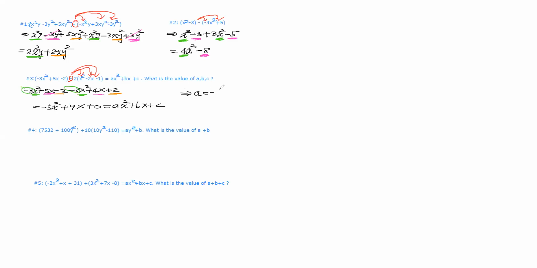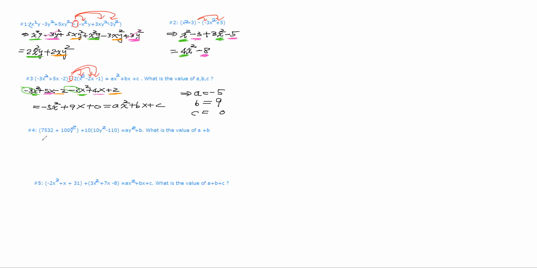A is negative 5. What is B? B is 9. And what is C? C is 0, right? Okay, so B is 9. Okay, better handwriting here. All right, so remember, see the 3 problems in a row. You need to be careful about the negative sign. Okay, so let's take a look at this one here.